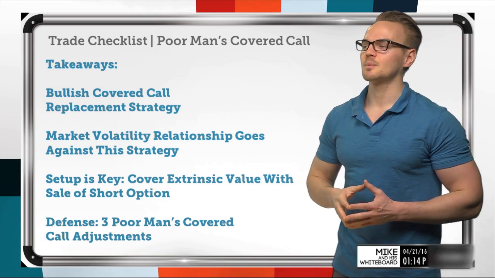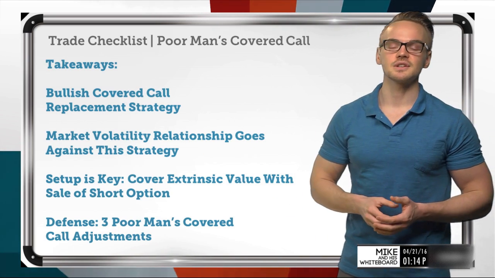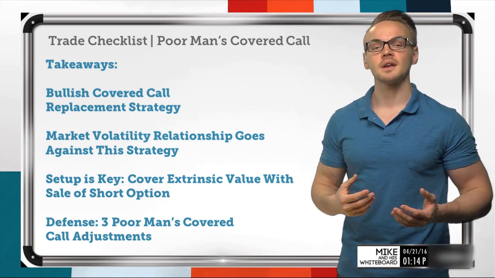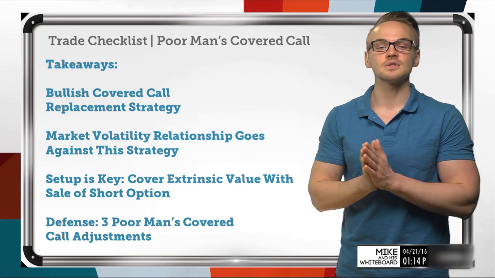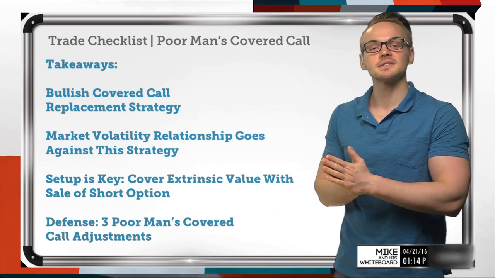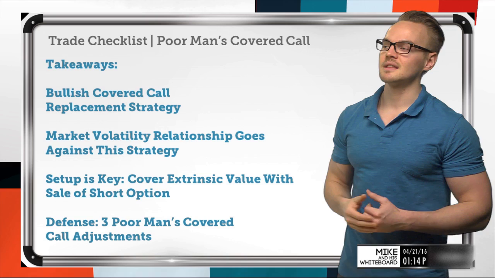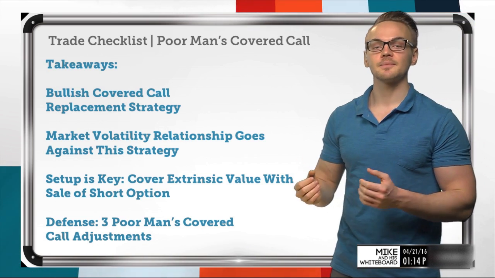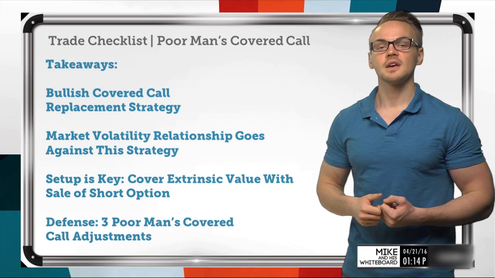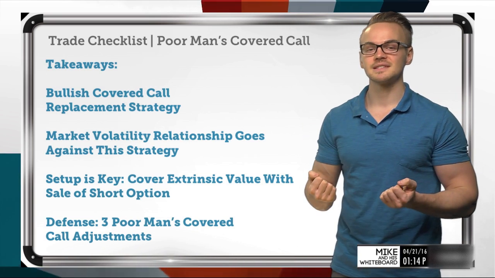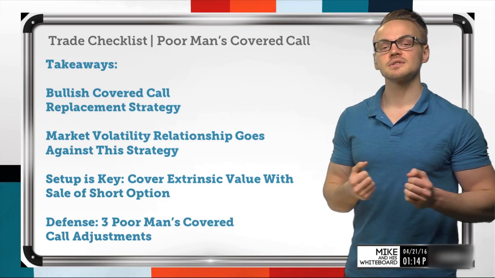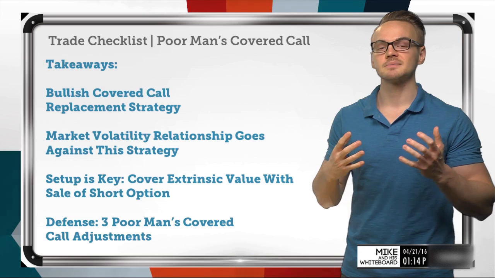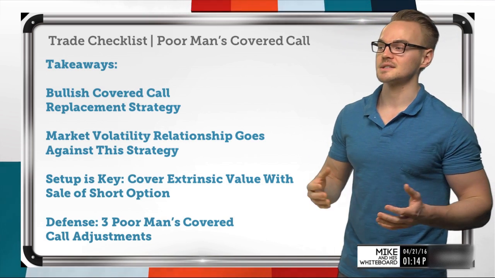Market volatility will usually go against this strategy. So unlike a poor man's covered put, where both worked hand in hand to accelerate profits or accelerate losses, the volatility factor in this strategy will act more as a hedge. If we're directionally right, volatility will usually contract, which will bring our profits down a little bit. But if we're directionally wrong, implied volatility could expand, which could help offset our losses.